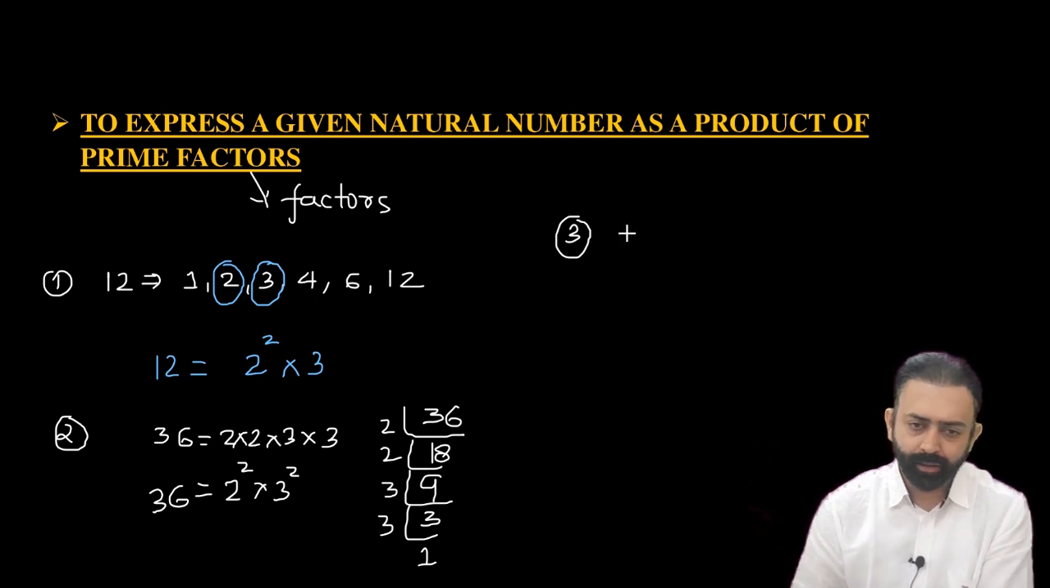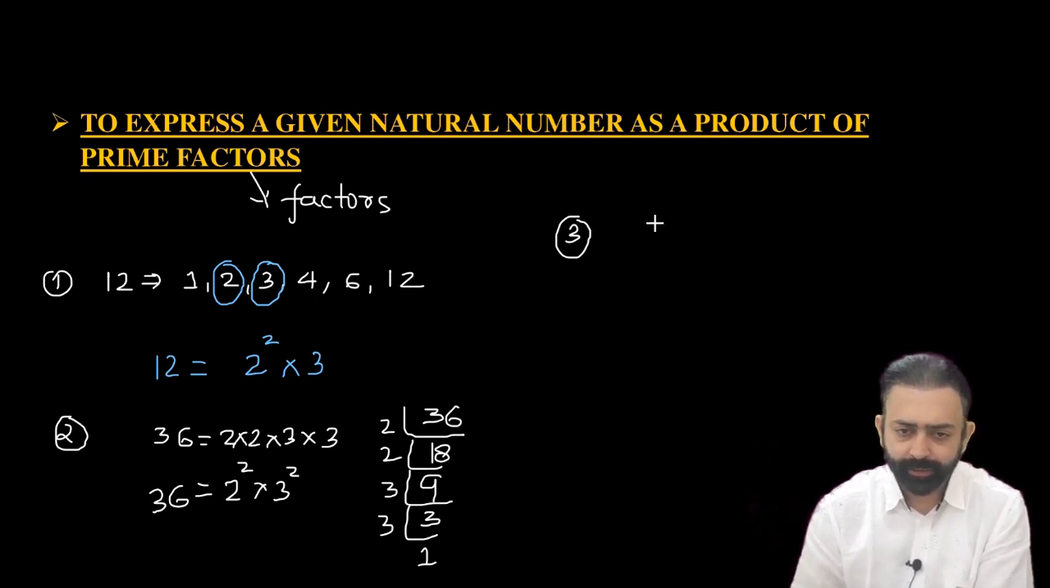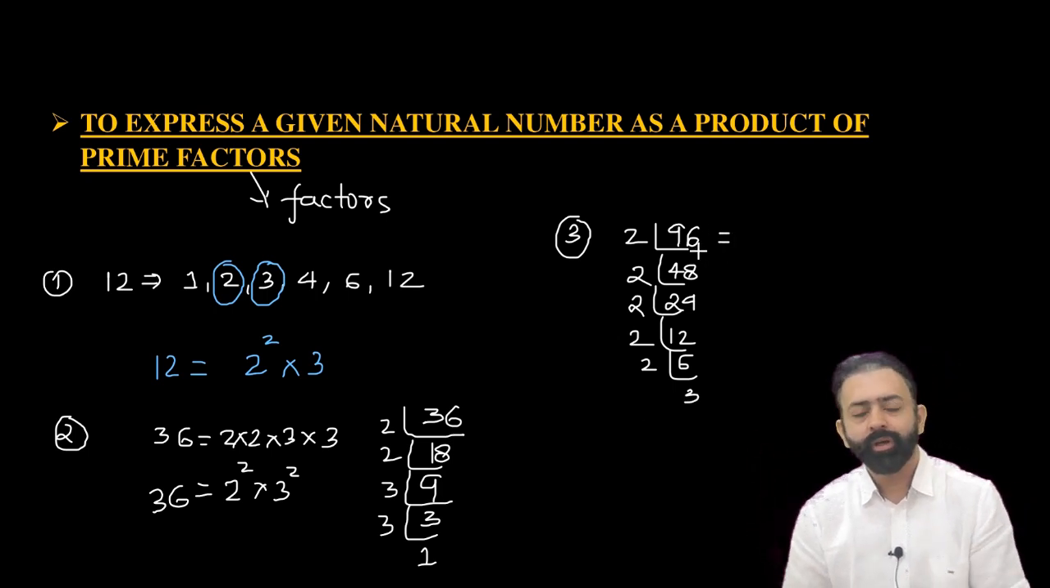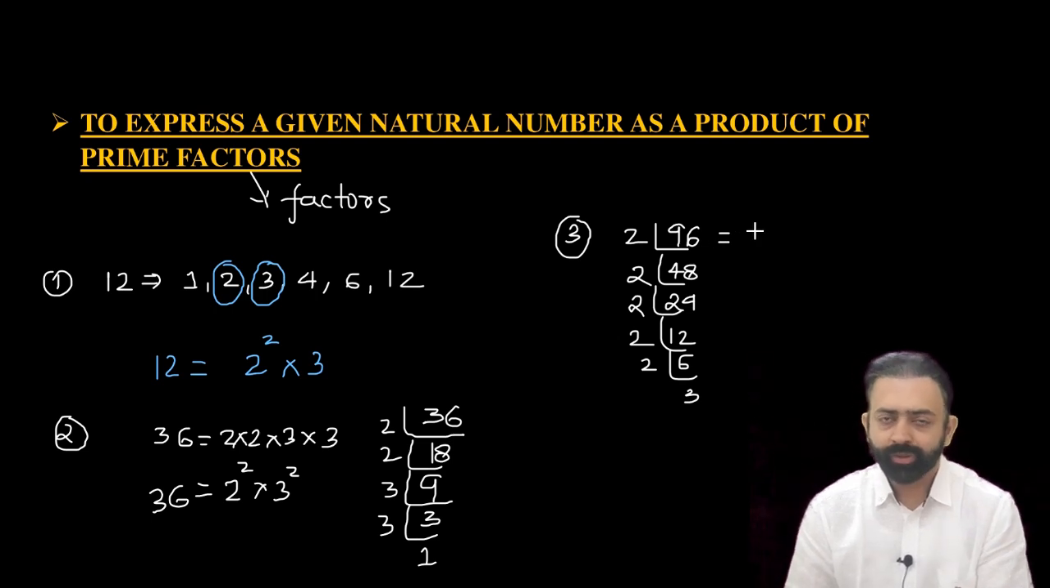Let us say 96. Okay, so start dividing 96 by 2. It goes 2 times, 48 times, sorry, and then dividing by 2 it goes 24, then again 12, then again by 2, 6, then again by 2, and this time it is only 3. So this 96 can be written as a product of prime numbers raised to some exponents.